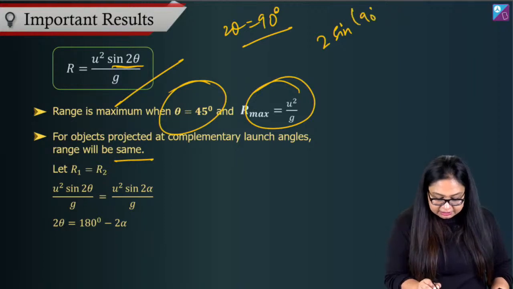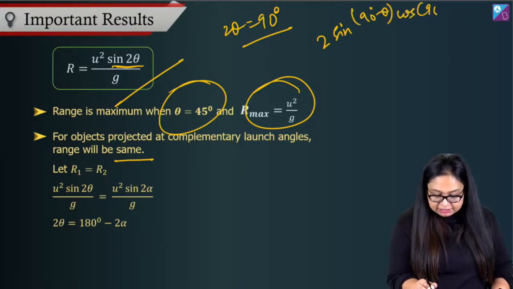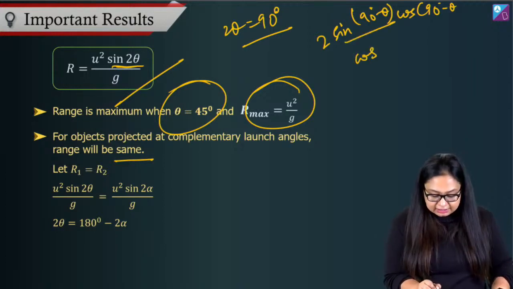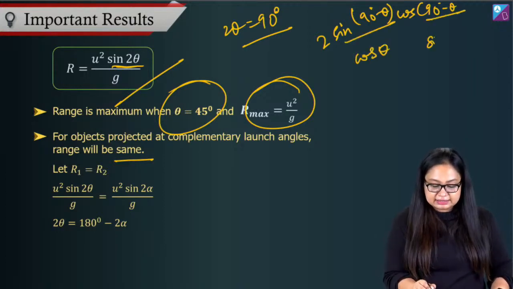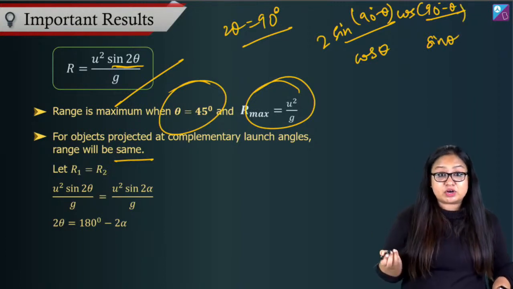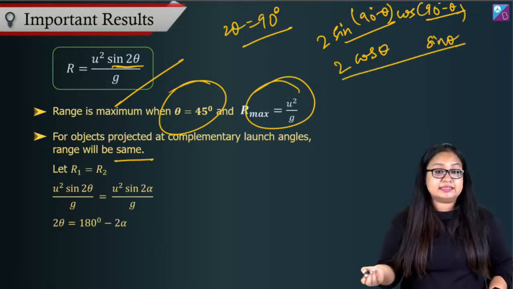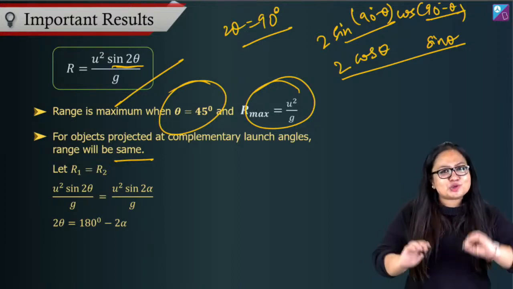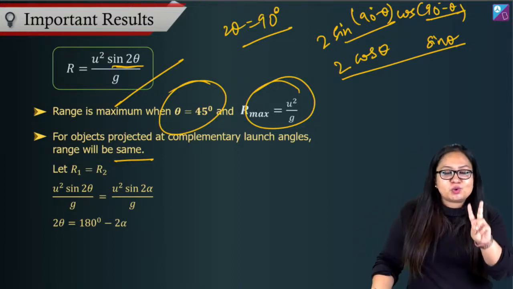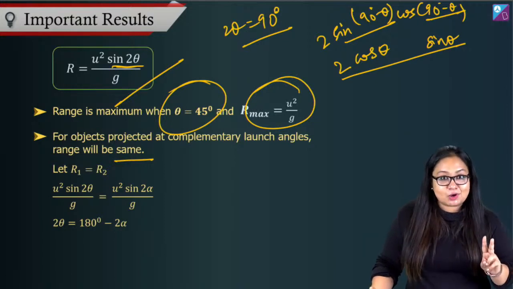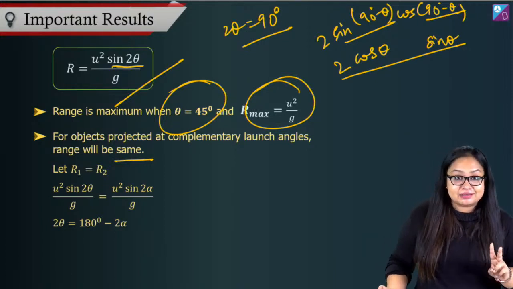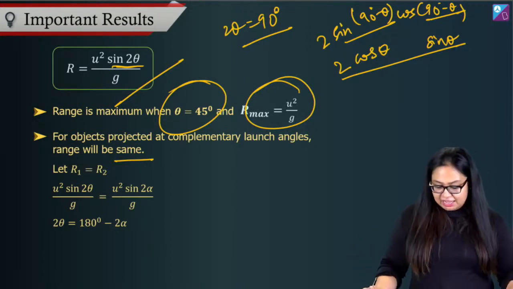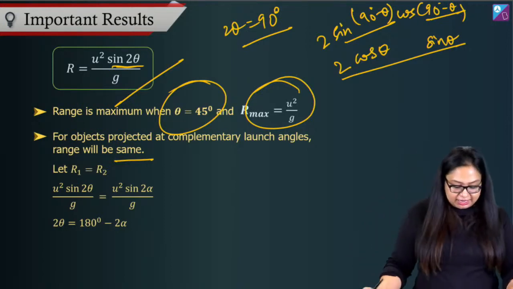sine 90 minus theta cos 90 minus theta, then sine of 90 minus theta is cos theta and cos of 90 minus theta is sine theta. So effectively I've got the same expression, 2 cos theta sine theta, which is sine 2 theta, right? Yes. So for 2 complementary angles, range is going to be the same, always.